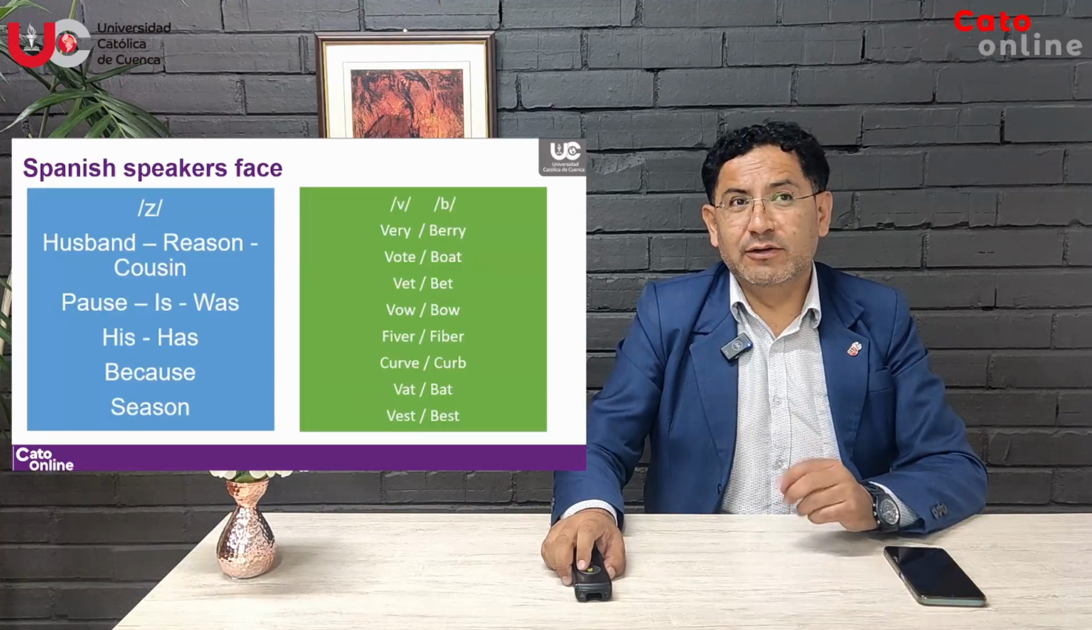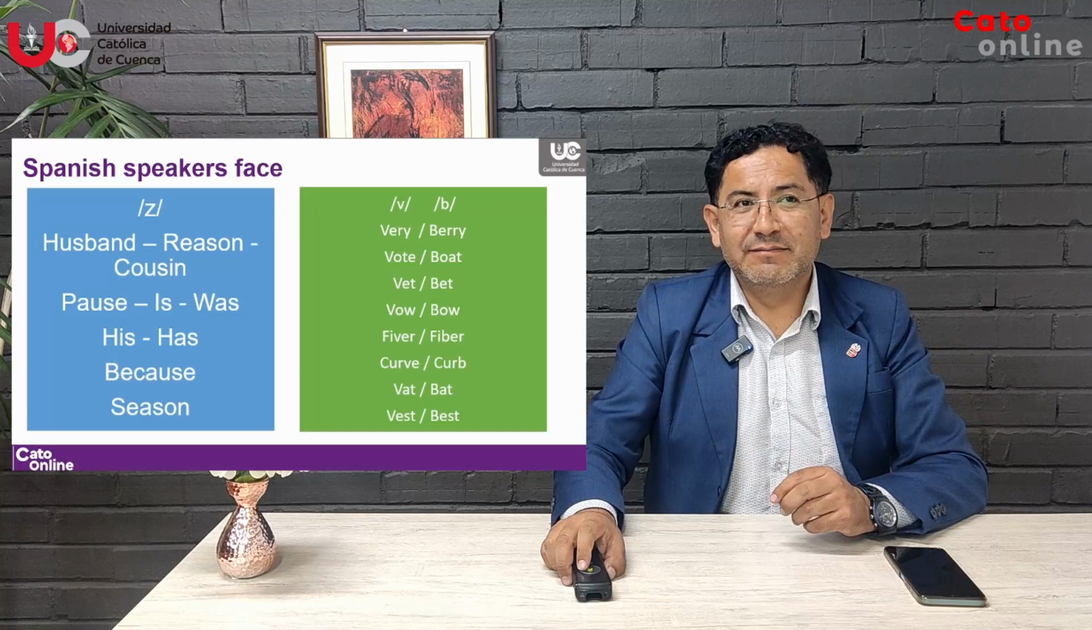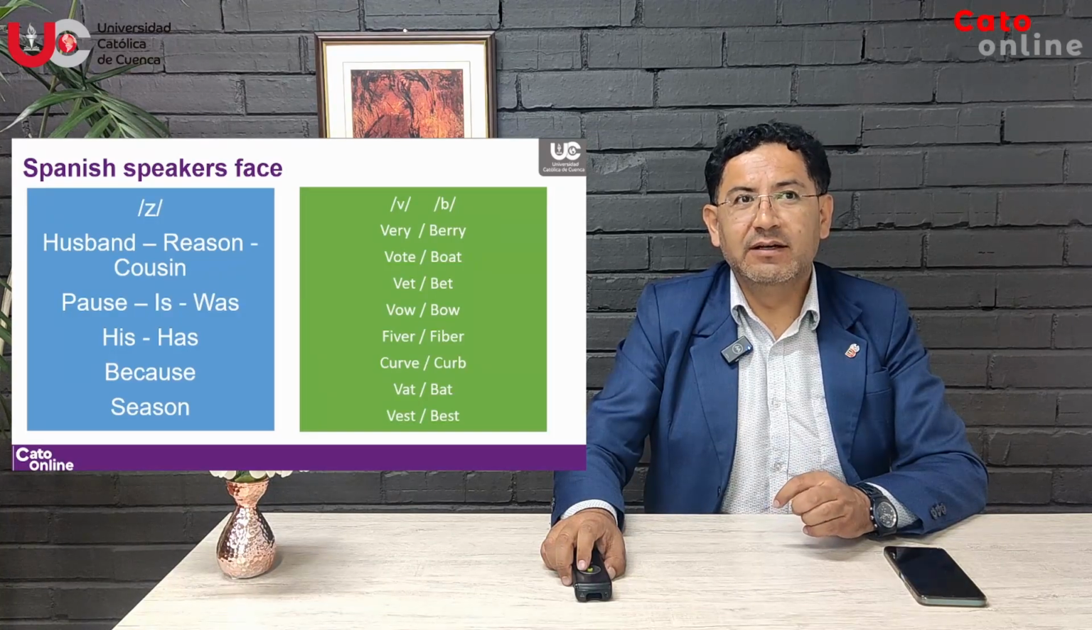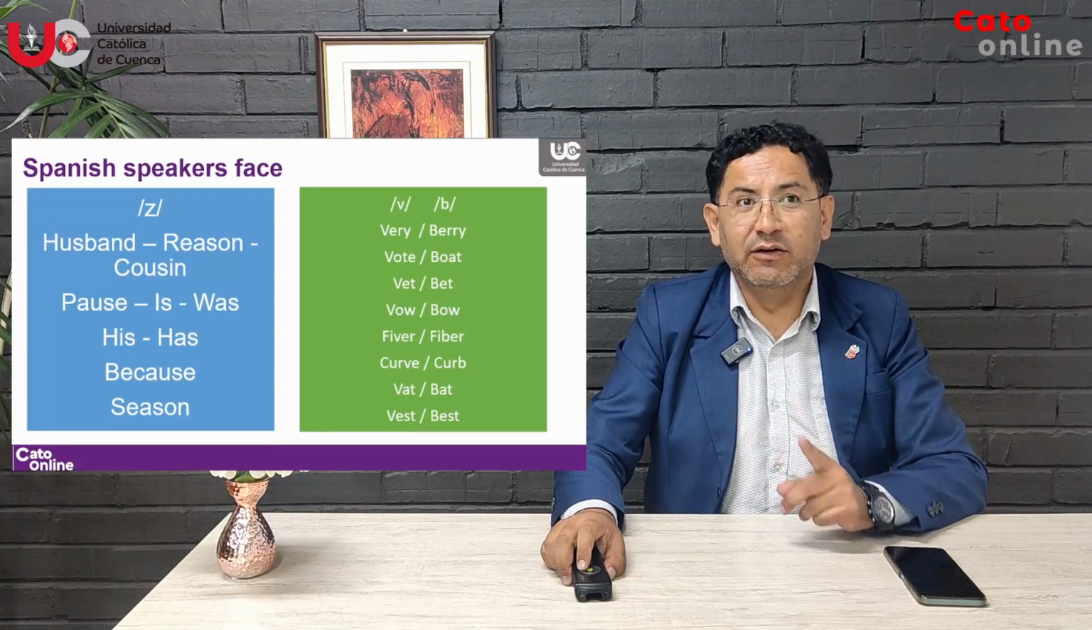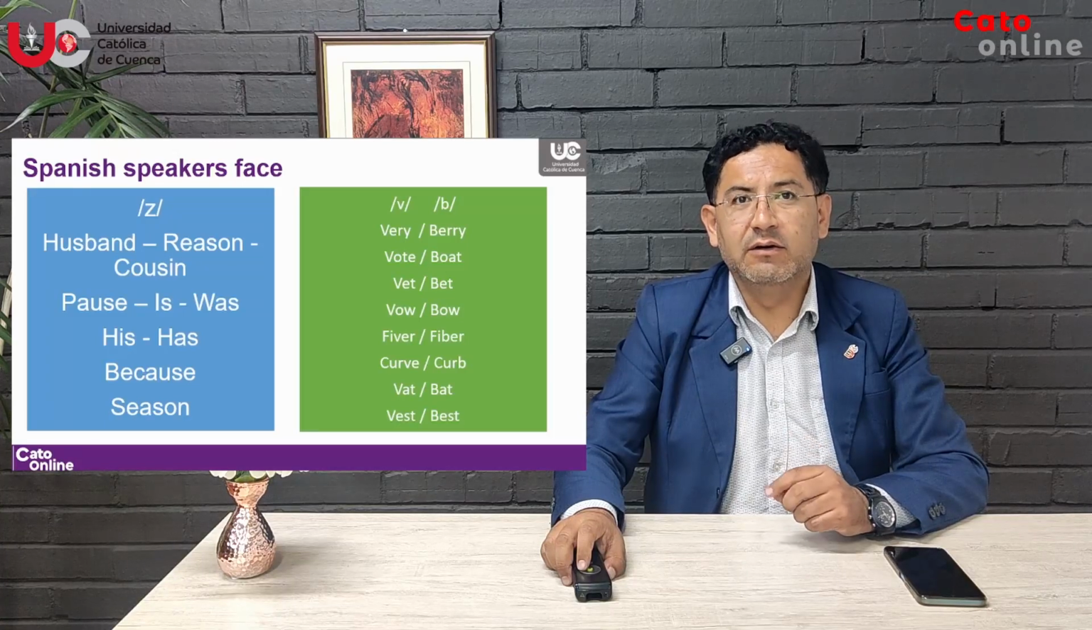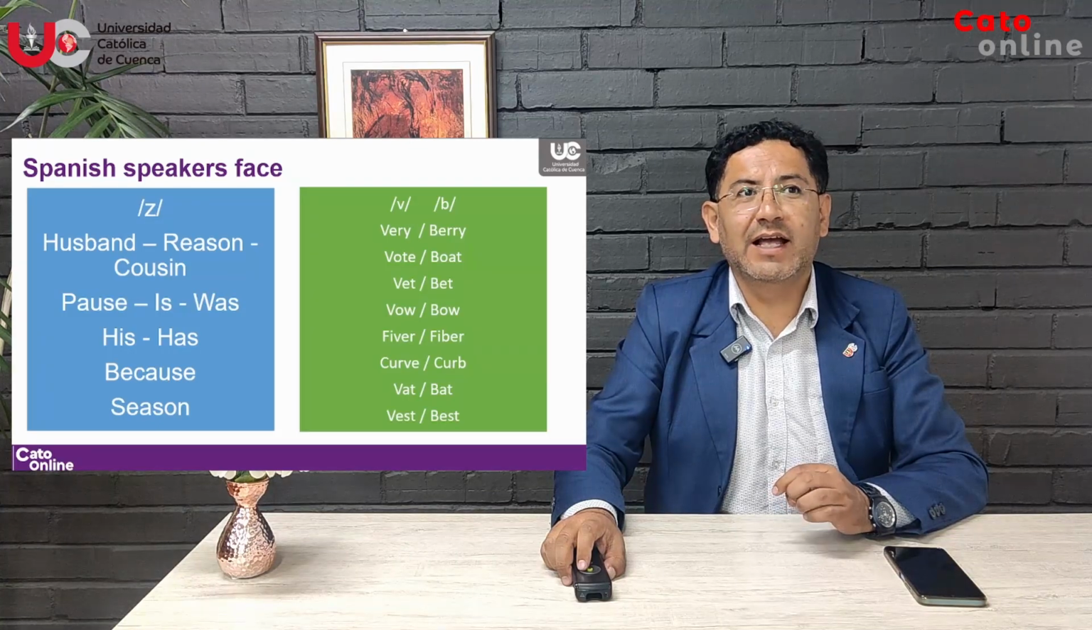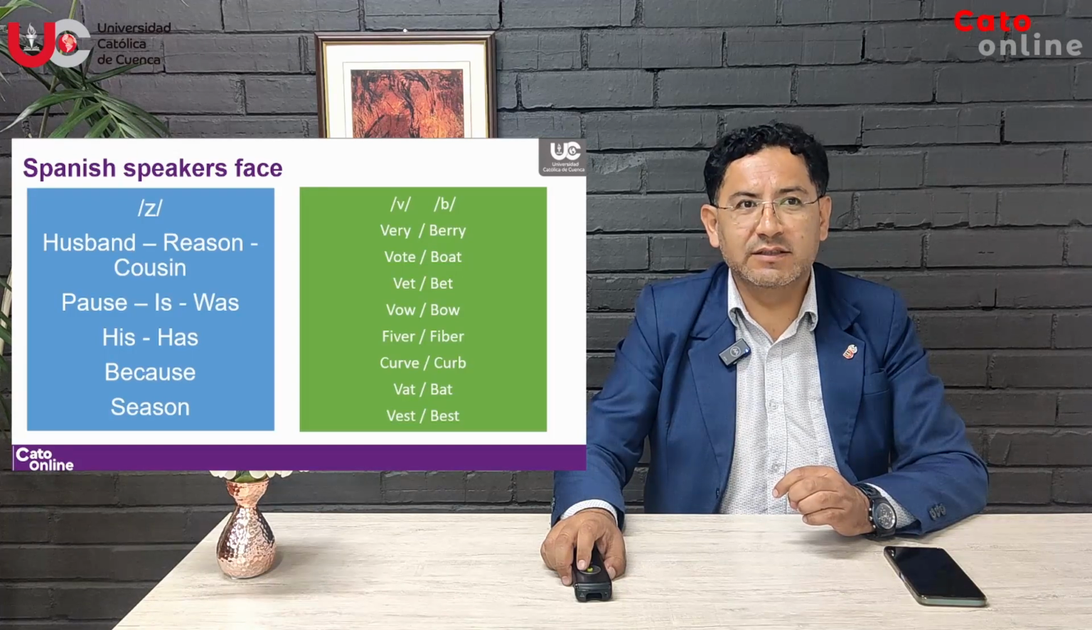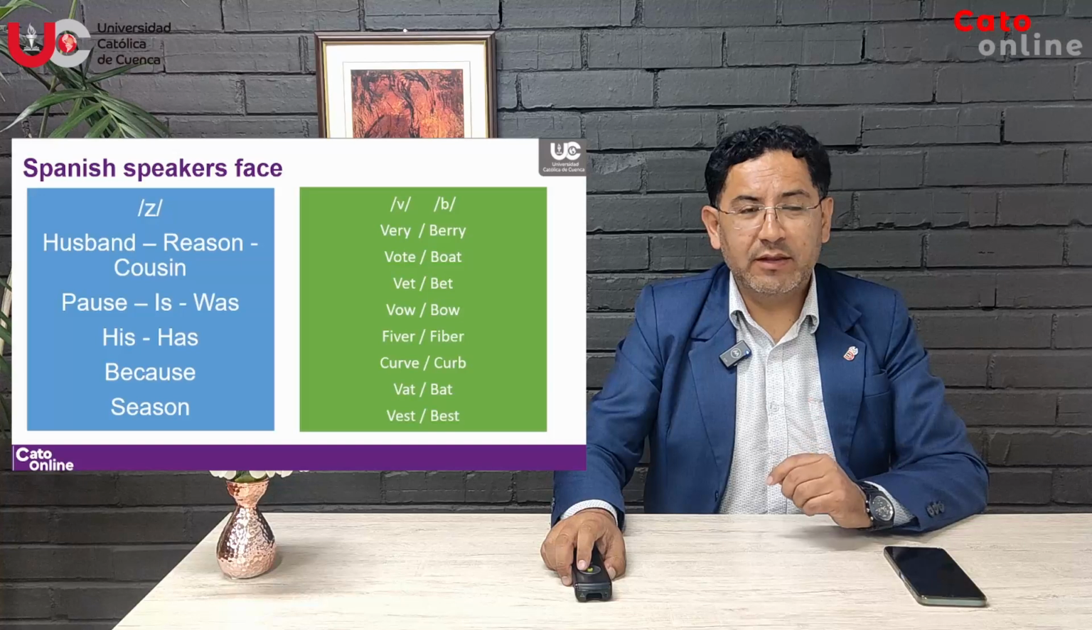Now we are going to talk about Z. Husband, reason, cousin. Z, z. Don't forget this kind of sound. Z. Okay? Because it is not husband with an S, it is husband, reason, cousin. See? Z, z. Okay? Don't forget.